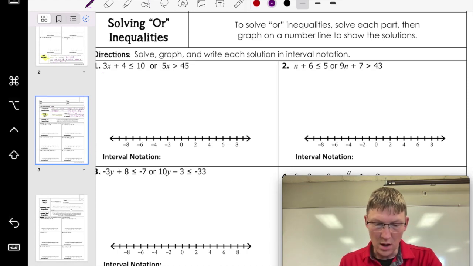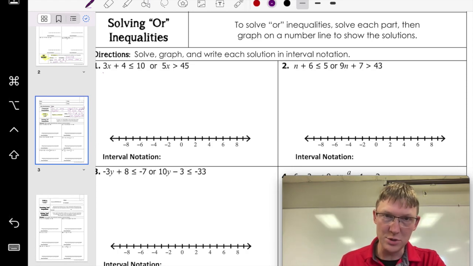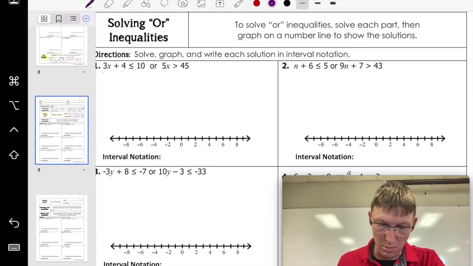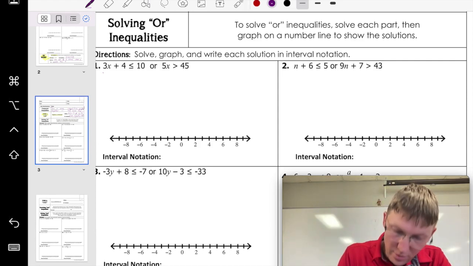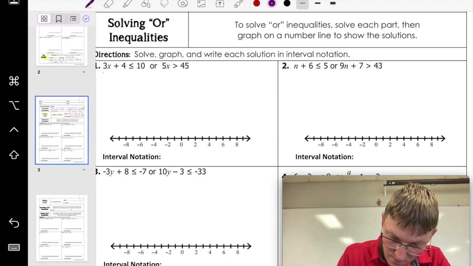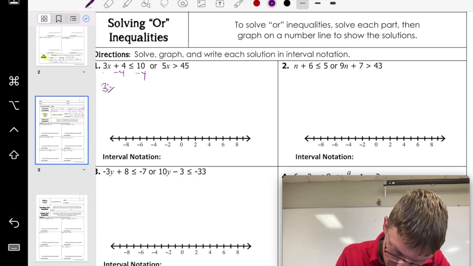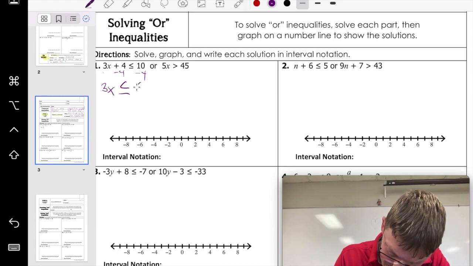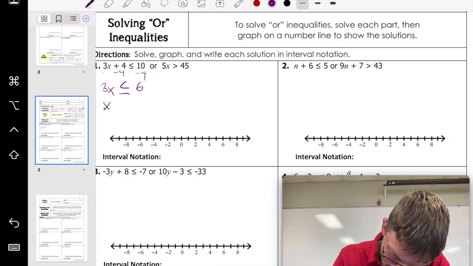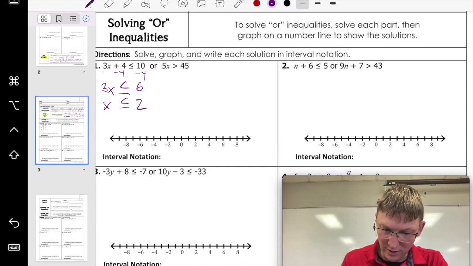So we want x greater than or equal to something, then we want x greater than something else. So long story short, x is on the left side, so we're going to put all of our numbers on the right. Minus 4, minus 4. We've got 3x less than or equal to 6. x less than or equal to 2. I divided both sides by 3.